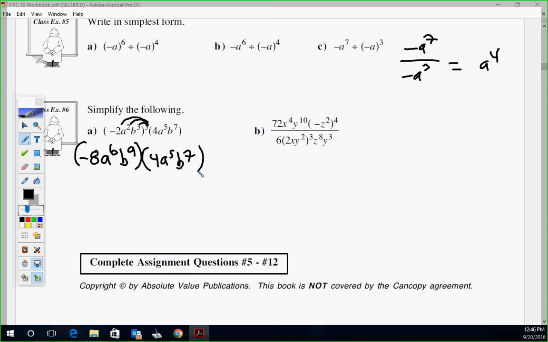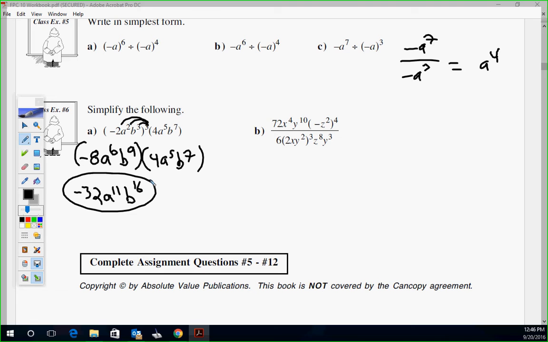Okay, so now we have these groups to multiply. So now, what's negative 8 times 4? Negative 32. A6, A5. A11. Yep. And B9, B7. B16. That's your answer. Okay, well done.